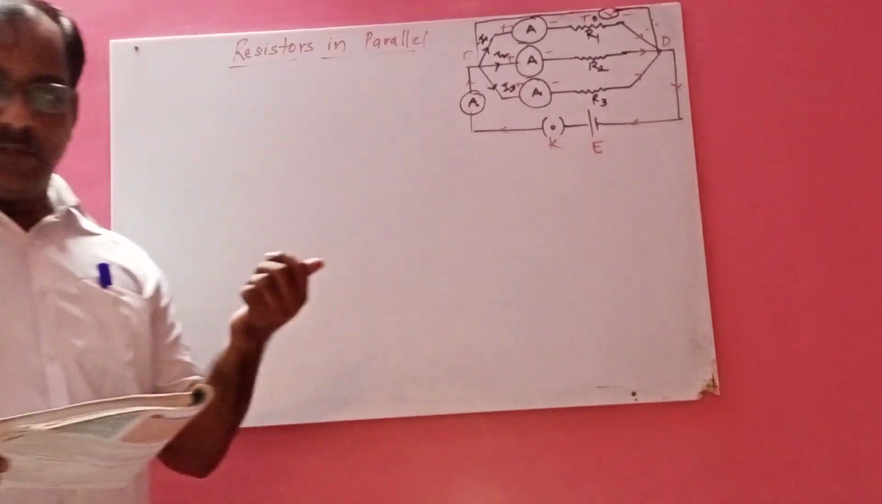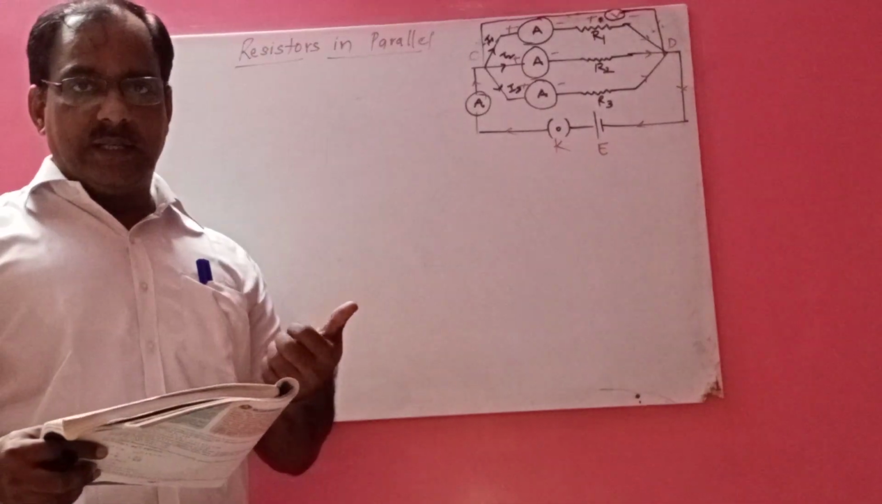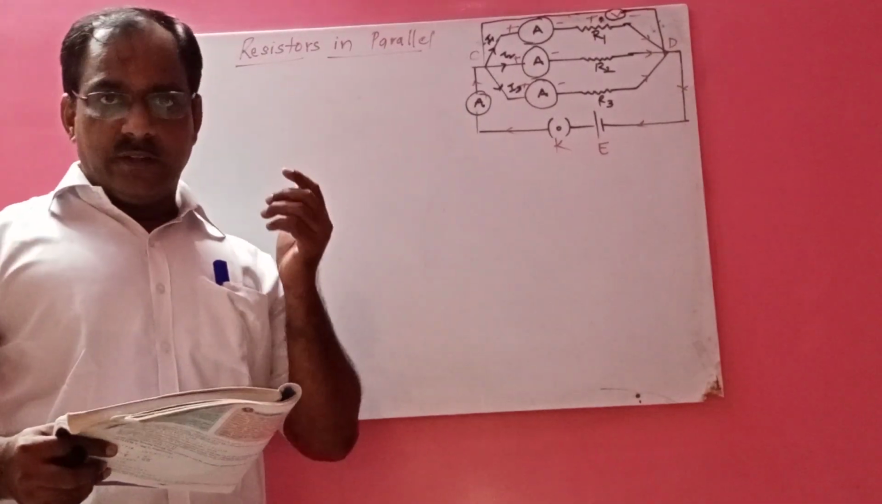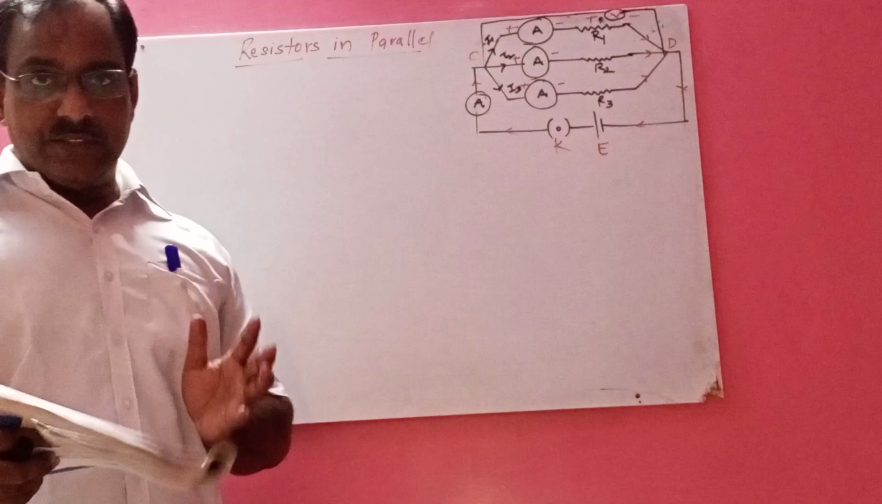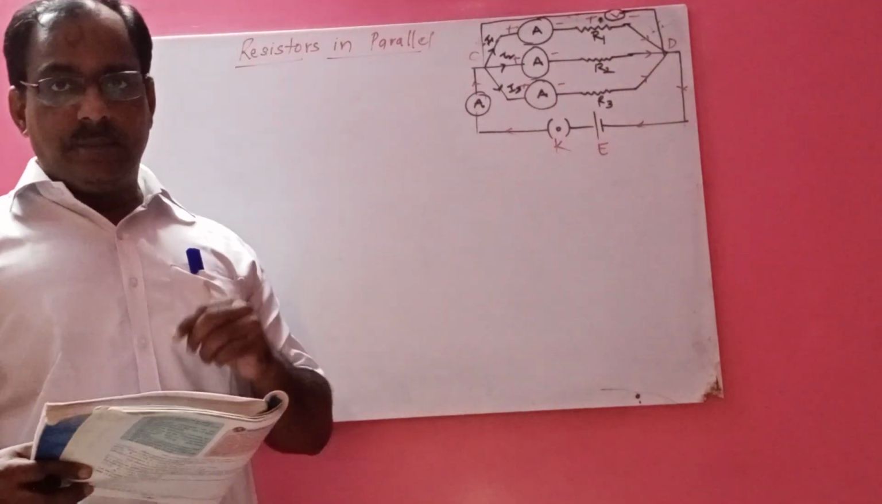So children, the second one is resistors in parallel. First I talked about resistors when they are connected in series, and you have seen the effective resistance. Now next one is when the resistors are connected in parallel.